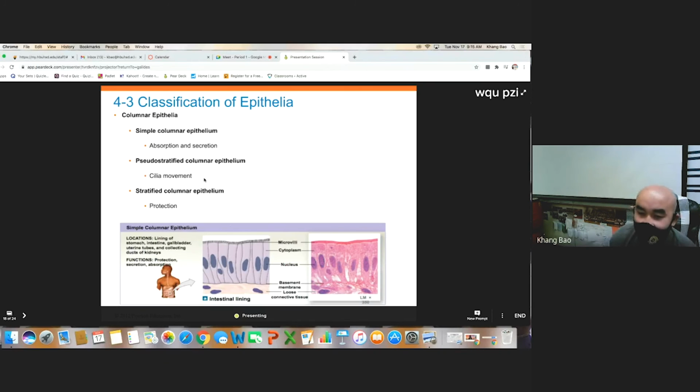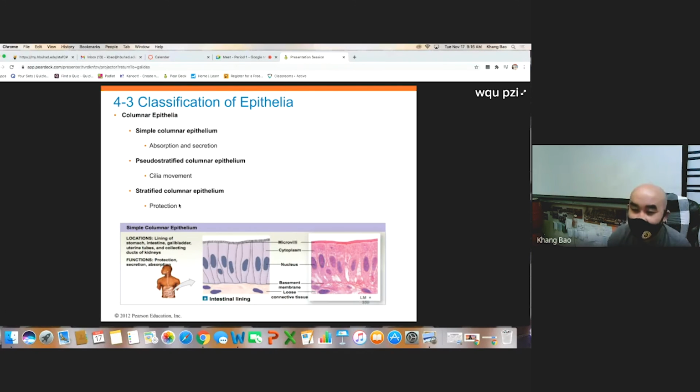And then you also have stratified columnar. That means multiple layers for protection. Simple is only one layer, so it absorbs things to go in and out. So you notice if we generalize this, simple means one thin layer, so things can go in and out easily. So it's more absorption and secretion. Stratified on the other hand is multiple, so it's more protection, thick.